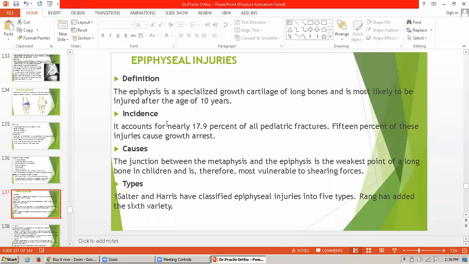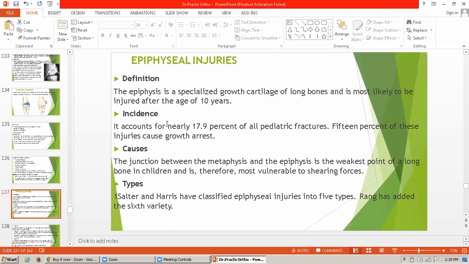Then incidence: it accounts for nearly 17.9%, that is mostly 18%, of all pediatric fractures. Then 15% of these injuries cause a growth arrest.